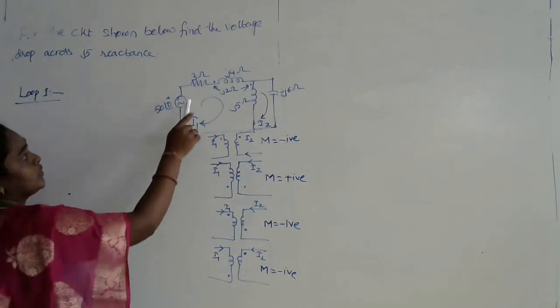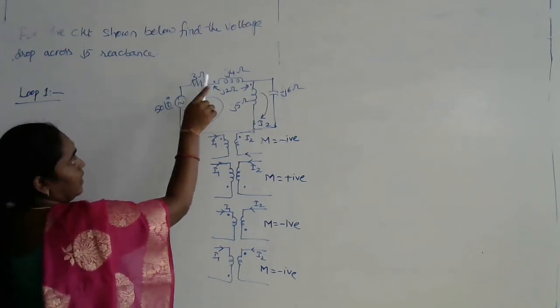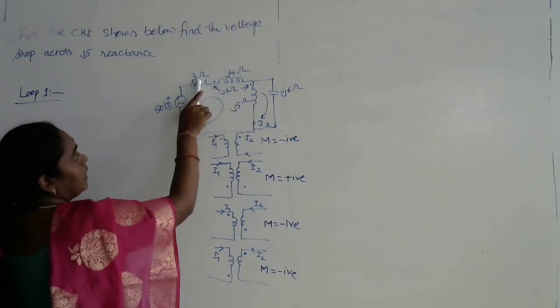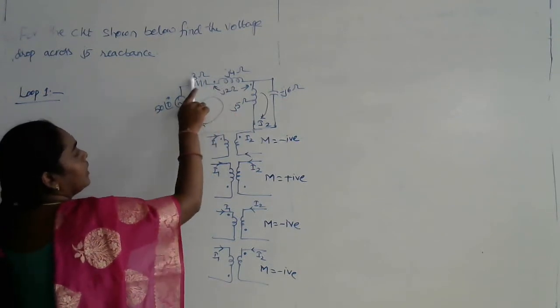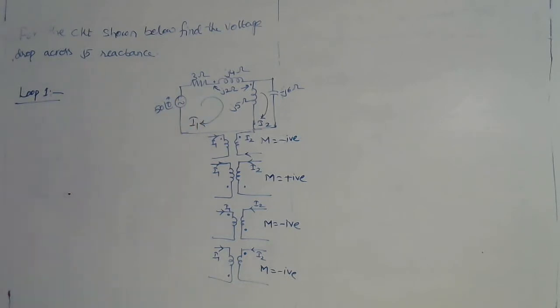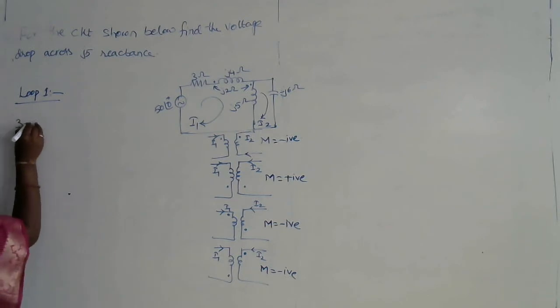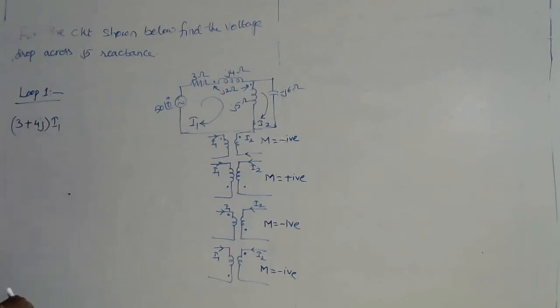Here the elements are one 3 ohm resistor and the other one j4. In case of the 3 ohm resistor as well as j4, the current flowing is the I1 current alone. So I can write down the KVL for loop 1 as (3 plus 4j) into I1. Similarly, the next one is an inductance which has a value of j5.